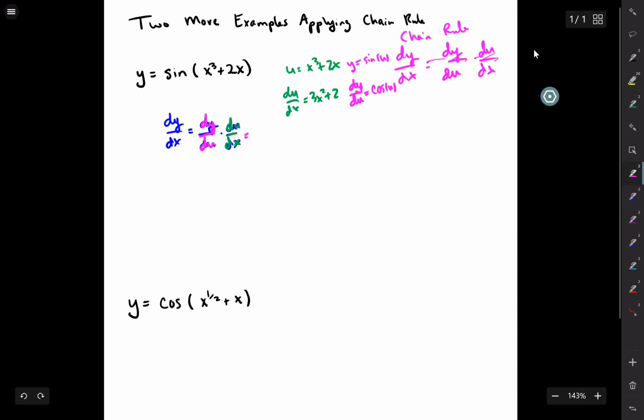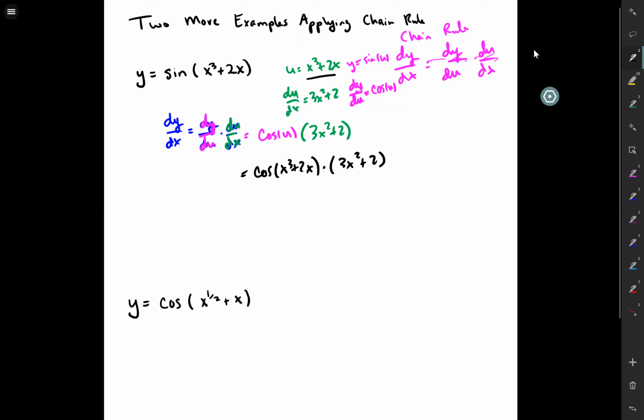So this should be cosine of u times 3x squared plus 2, and you've got to remember to put those parentheses around any expression or any sum when you're doing this, so that you remember to distribute that cosine of u into the 3x squared and the plus 2. And so then we just rewrite cosine of u as a function of x, which we remember u was x cubed plus 2x. So this will be cosine of x cubed plus 2x times 3x squared plus 2.